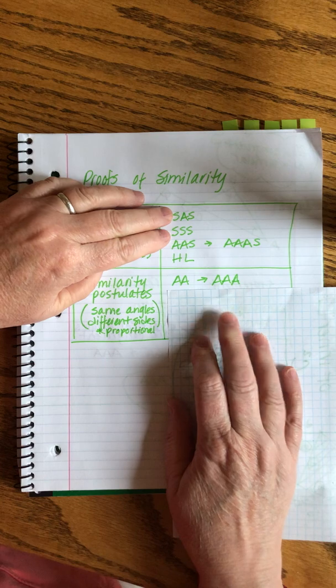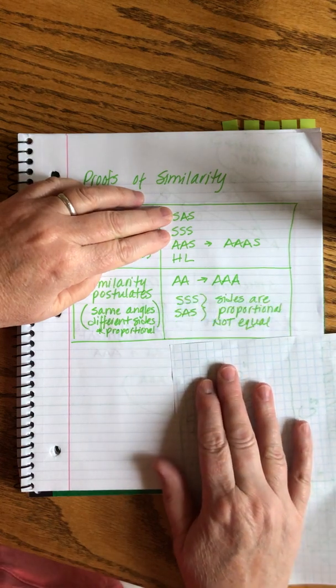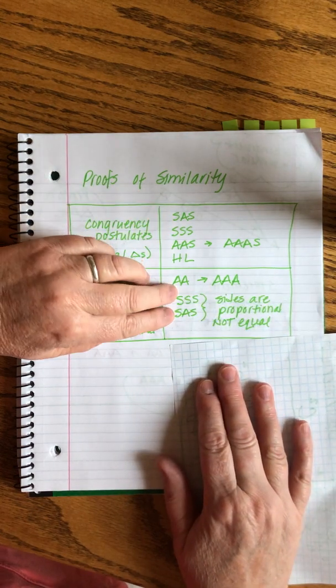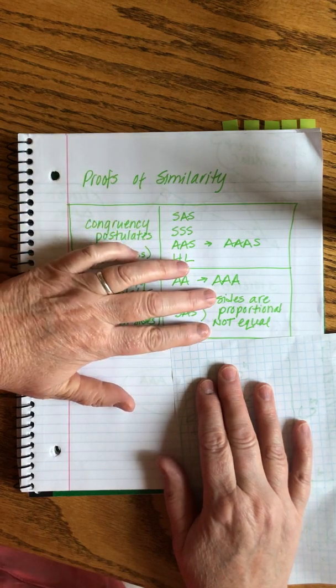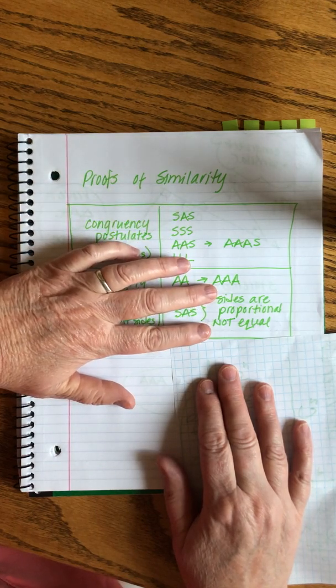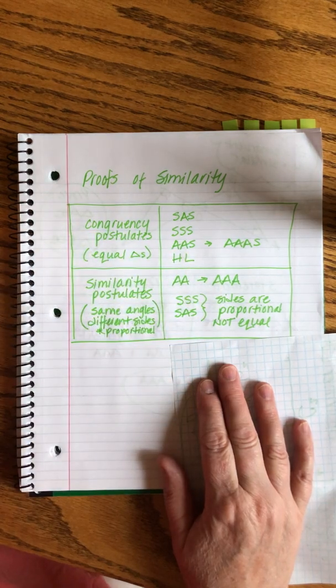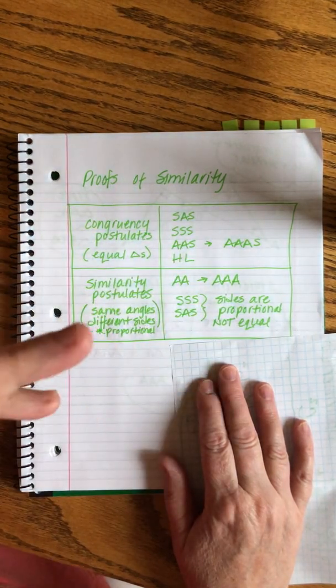We can also use 2 of these other ones. We can use side, side, side, or side, angle, side, these 2. But in these, we're not proving that the sides are equal. We're only proving that they're proportional. Write these words down. I know they don't make sense yet.